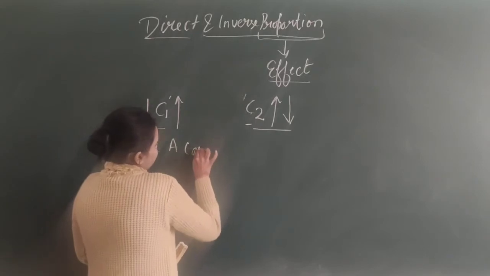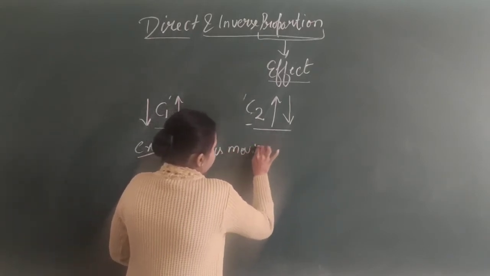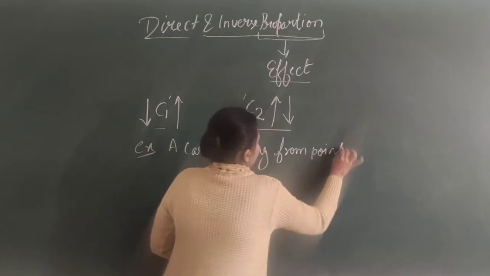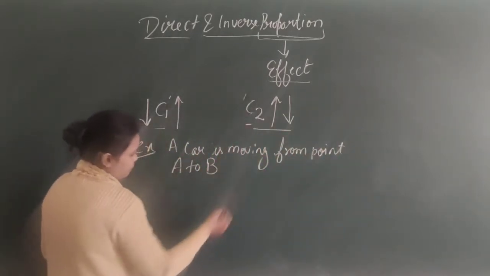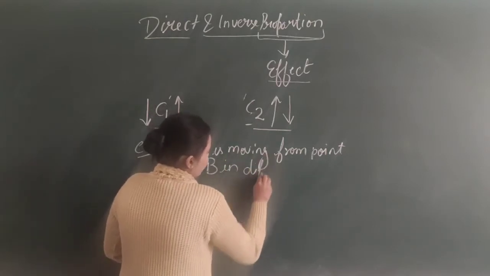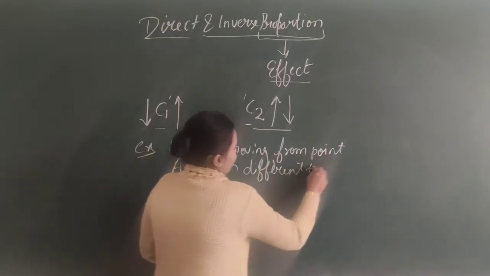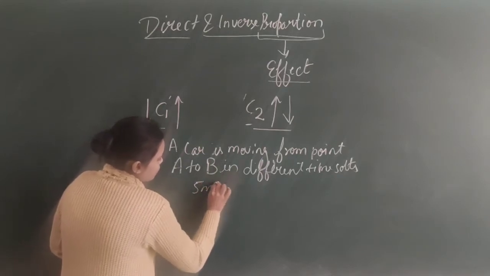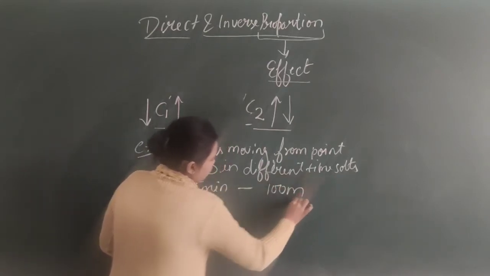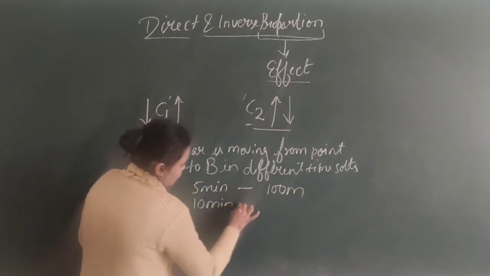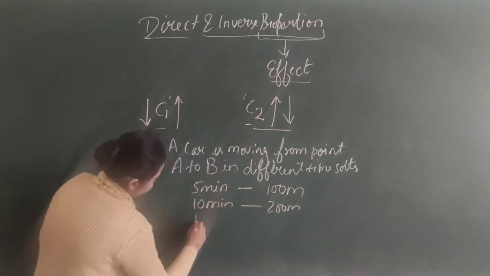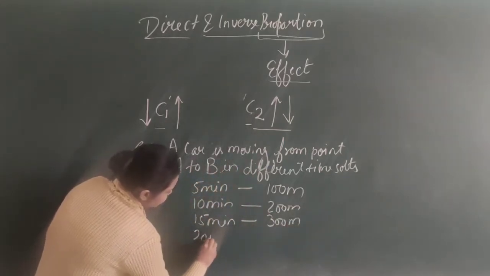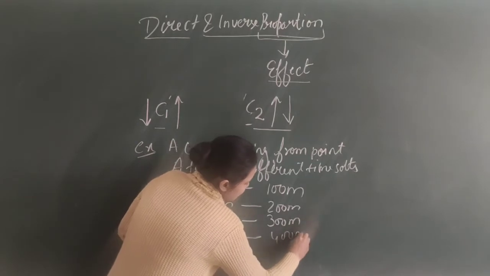Let's take an example. A car is moving from point A to B in different time slots. Like in 5 minutes, it moved 100 meters. In 10 minutes, it moved 200 meters. In 15 minutes, it moved 300 meters, and in 20 minutes, it moved 400 meters. Right?